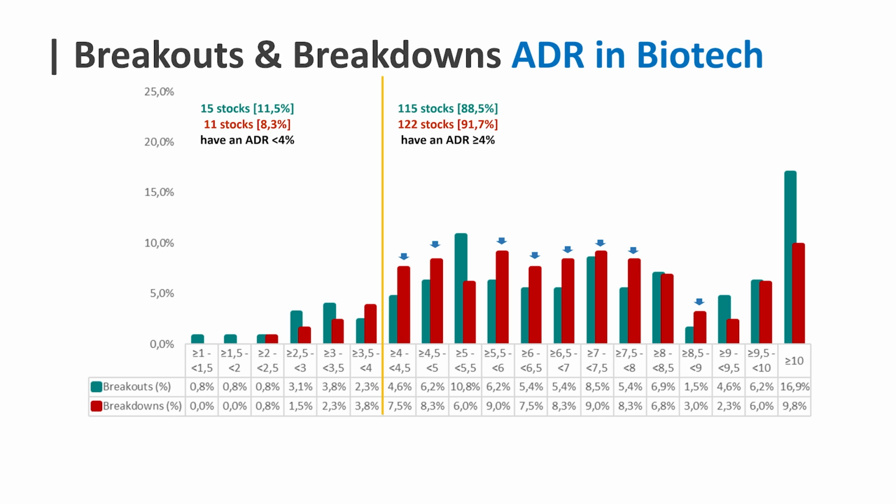And this is how the breakouts and breakdowns ADR in biotech looks like. What we can see is that the setups in biotech have a very high ADR. 88% of breakouts and 91% of breakdowns have an ADR of more than 4%. If we compare this with the main data sets, we see a very big difference, in particular also for the breakdowns. In addition to this, what the data suggests is that even if the ADR is high in biotech, there are also a lot of breakdowns happening.